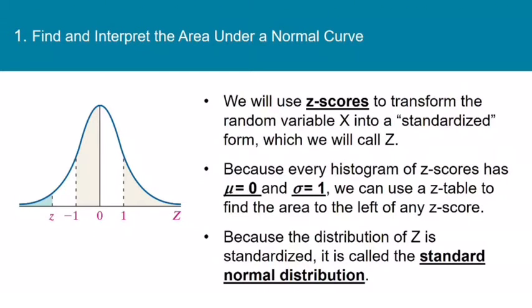So for us, that means the inflection point occurs where z equals 1. And you also remember the empirical rule says that 99.7% of all values occur within 3 standard deviations of the mean. For us, that means that 99.7% of all z-scores will be between -3 and +3.